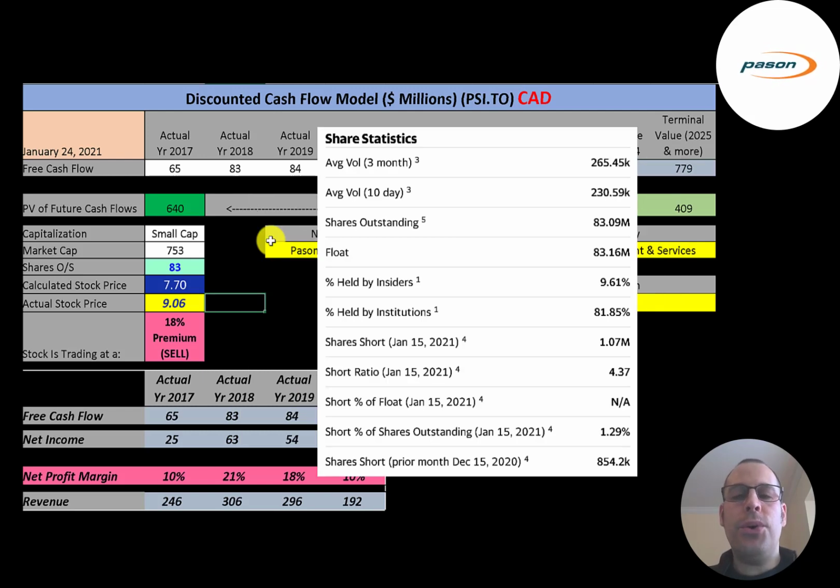And only about 250,000 shares are traded each day for this stock, and almost all the shares outstanding are on float. 82% of the shares are held by institutions, and only 1.29% of the shares are shorted.